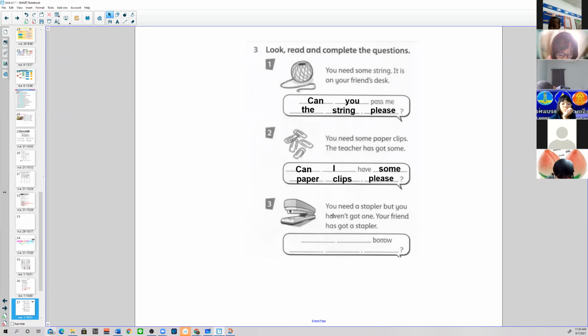Number 3, you need a stapler. What do you say? Can I borrow your stapler, please? Or can I borrow a stapler, please? Also correct. Okay.